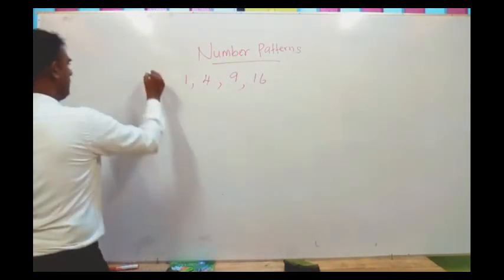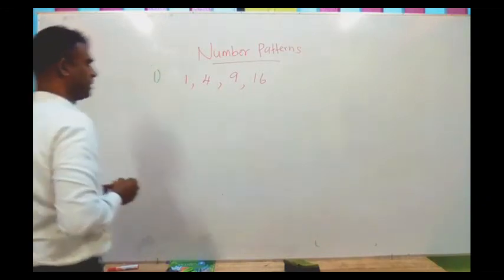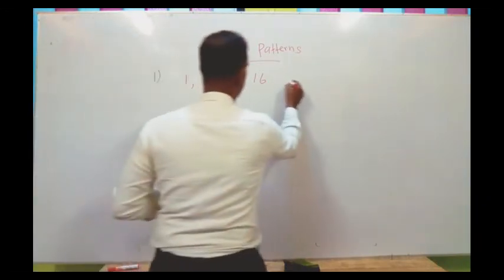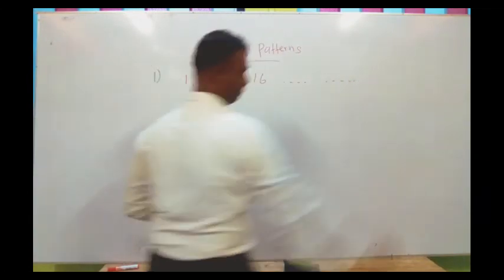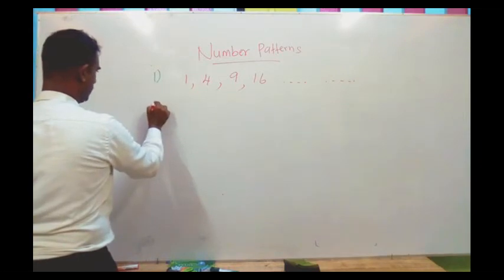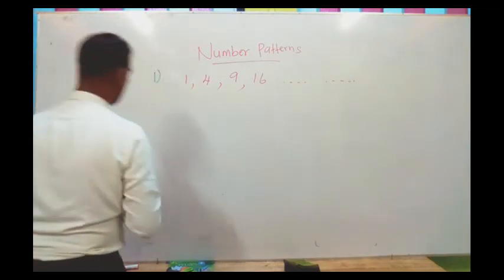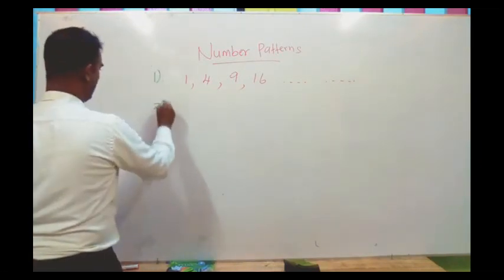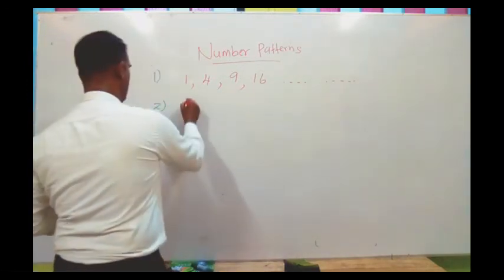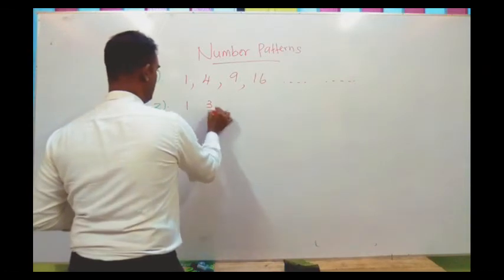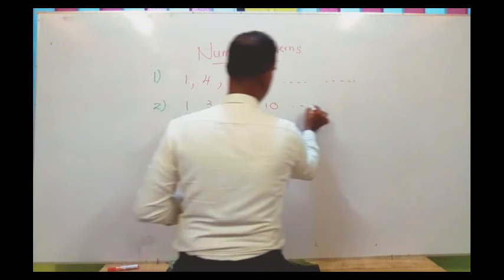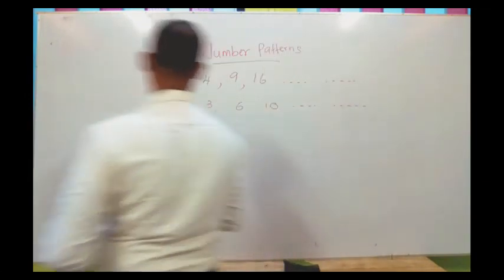This is the first number pattern I am going to discuss. Next, 2 blanks are there. I write another one. This is the second number pattern: 1, 3, 6, 10, blank, blank, blank.